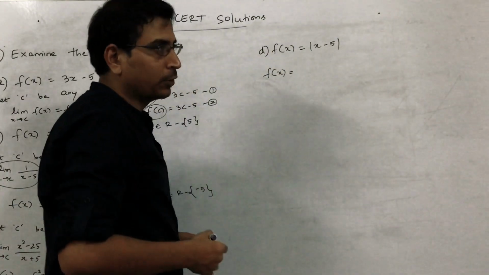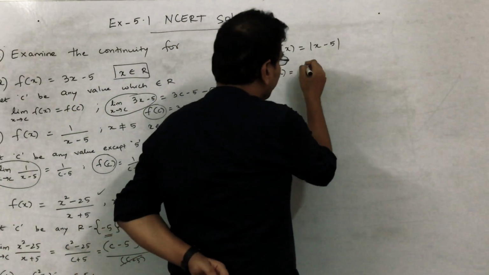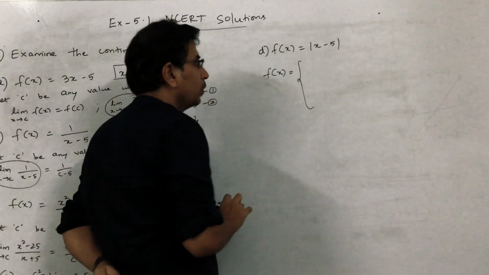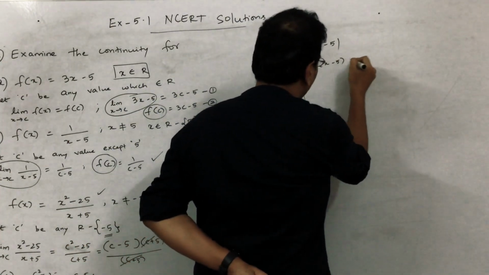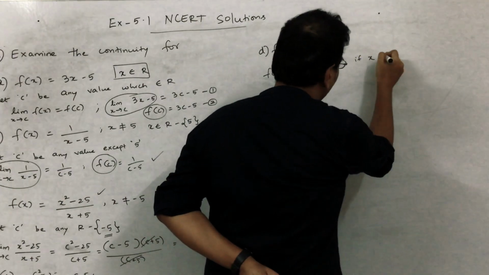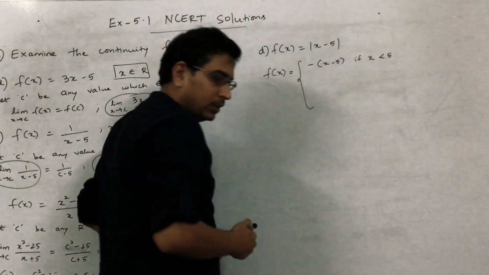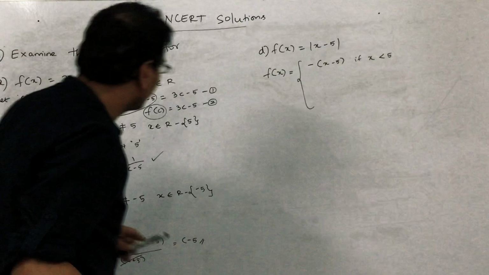So when you are defining a modulus function, you need to first split and write it. So how to split and write? So this value will be minus of x minus 5 if x is less than 5. I'll tell you the logic of how to write it.